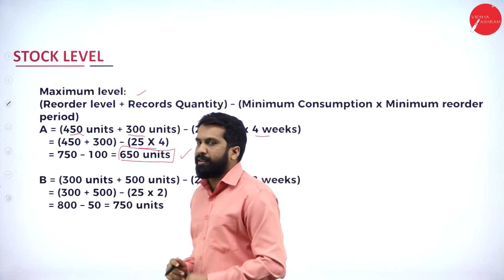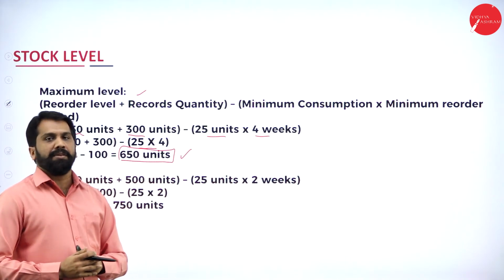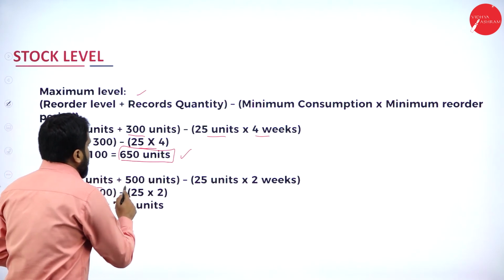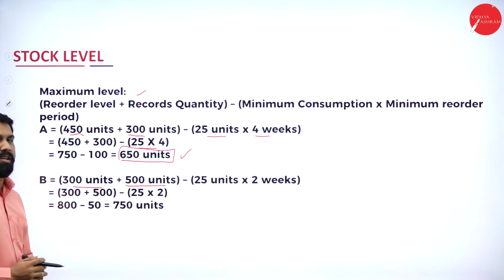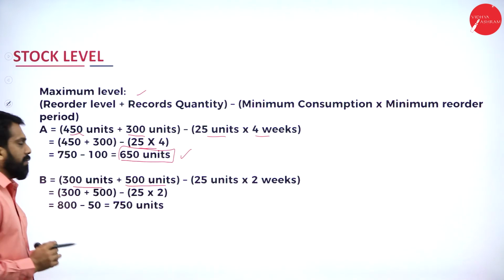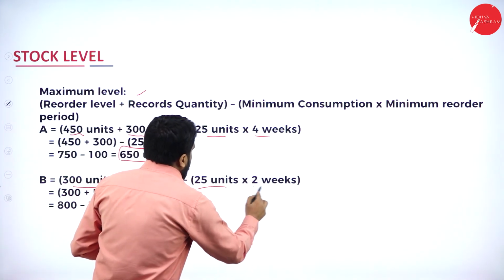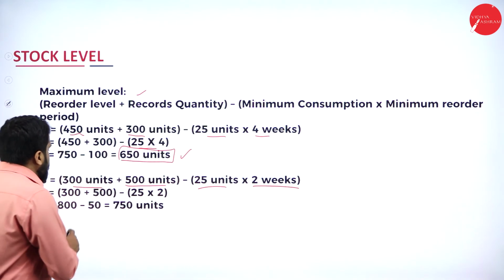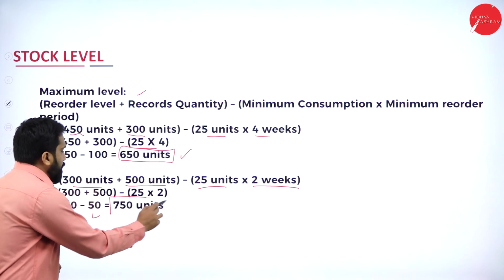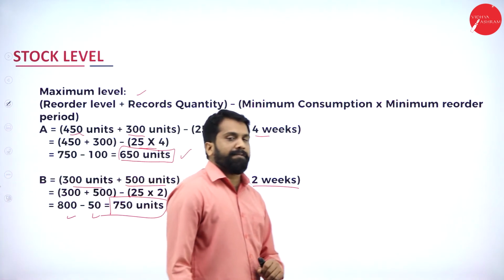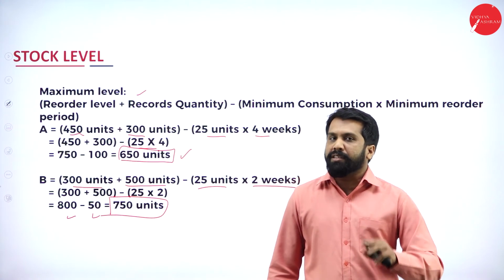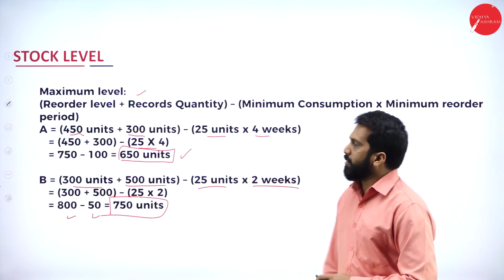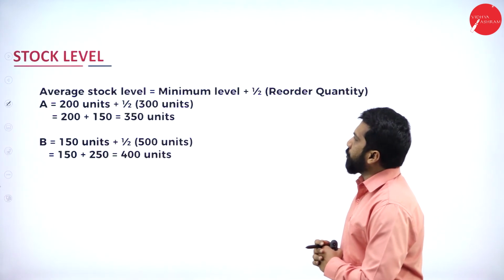Similarly, the same calculation you do for B. We'll see what will be your answer. Now, 300 units plus 500. 3 plus 5, it will be 800. Now, 25 into 2. 25 2s are how much? 50. Now, it will be 800 minus 50. Your final answer is 750. Now you're done with 3 formulas. Clear? Easy or very easy? Very easy. We'll go for the last one.